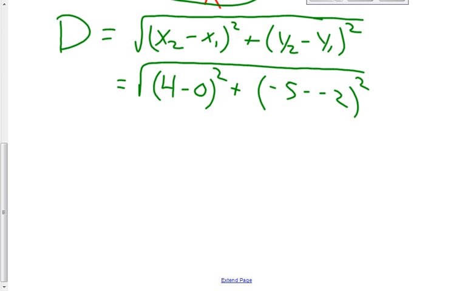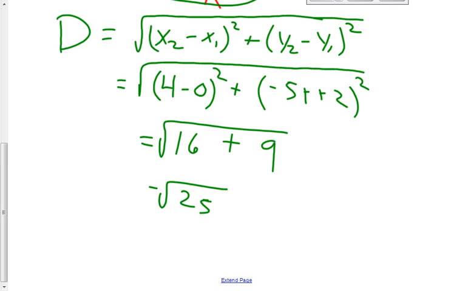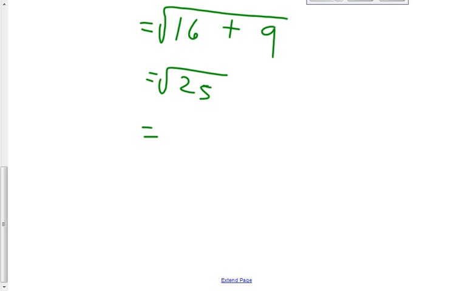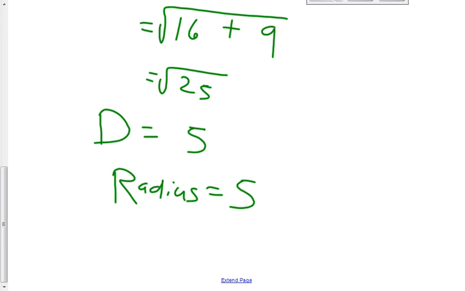And now we simplify. 4 minus 0 is 4, and 4 squared is 16. Plus, a -5 plus 2 is a -3, a -3 squared is 9. So now we have the square root of 16 and 9, which makes the square root of 25. So our distance is 5 units long. And another way of saying our distance is 5 units long is our radius. That's what we found is 5 units long.